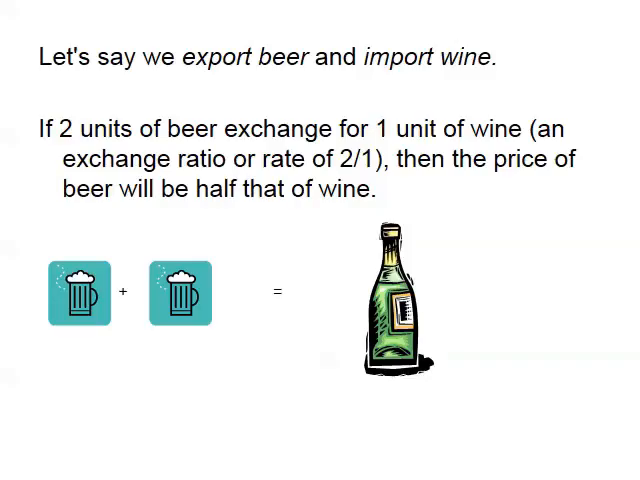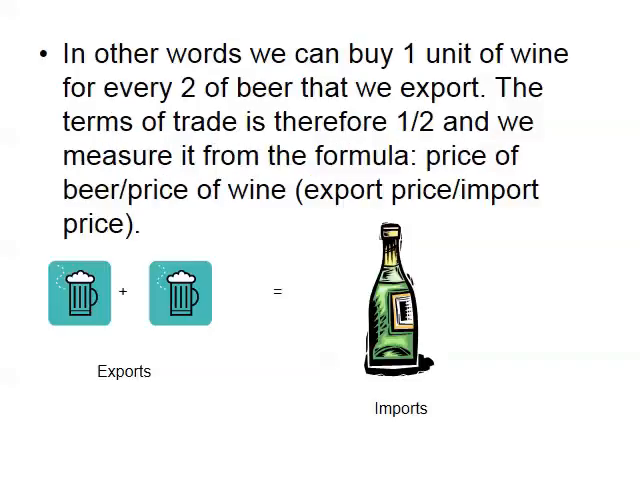So if we're exporting beer and we import wine, if 2 units of beer exchange for 1 unit of wine, we say that we have an exchange rate ratio, or a rate, of 2 to 1, then the price of beer will be half that of wine. In other words, we can buy 1 unit of wine for every 2 of beer that we export. The terms of trade is therefore 1 to 2.